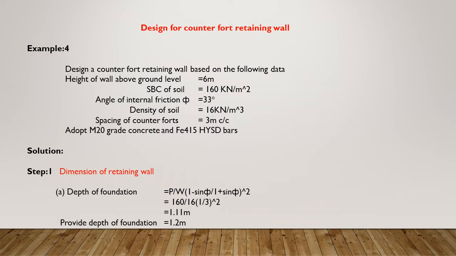So already we know that the depth of foundation formula is P by W into (1 minus sin phi divided by 1 plus sin phi) the whole square. P is given, safe bearing capacity 160, W is the unit weight of soil, 16, phi value is 33 degree. Applying the phi value, it is 1 by 3, and the whole square, we got the final answer as 1.11 meter. So we can round it off, depth of foundation is equal to 1.2 meter.